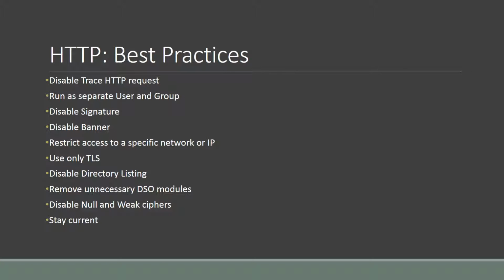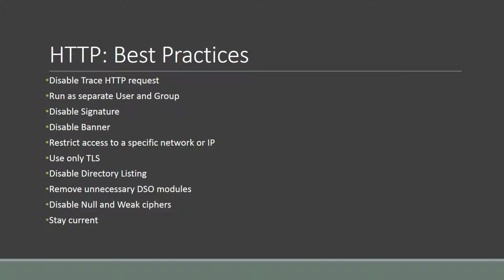Best practices for an Apache HTTP. First, disable trace HTTP requests. Keeping trace enabled won't allow any requests, and keeping it on would also allow a hacker to steal content. 2. Run as separate user and group. You need to know the risks first before allowing user or group to root. Running Apache in its own root account will prevent those risks.